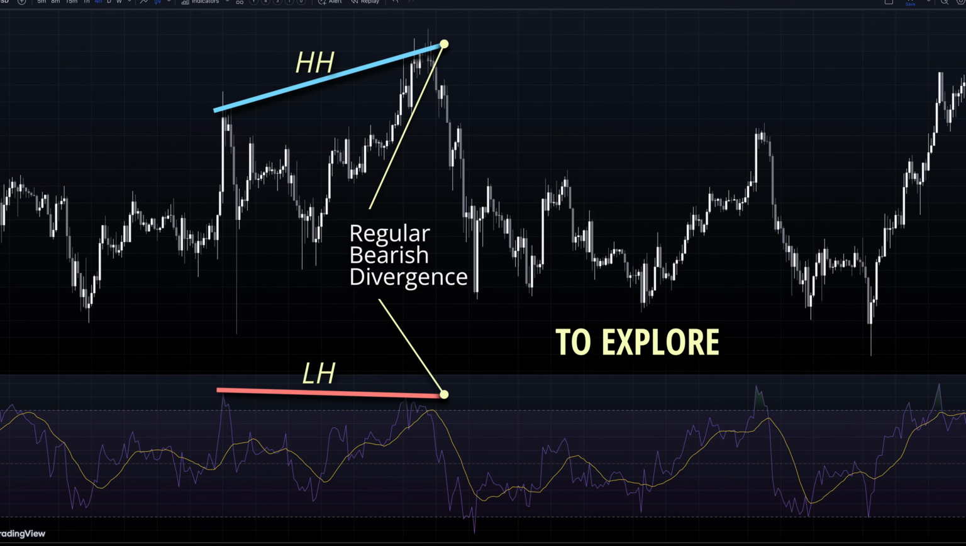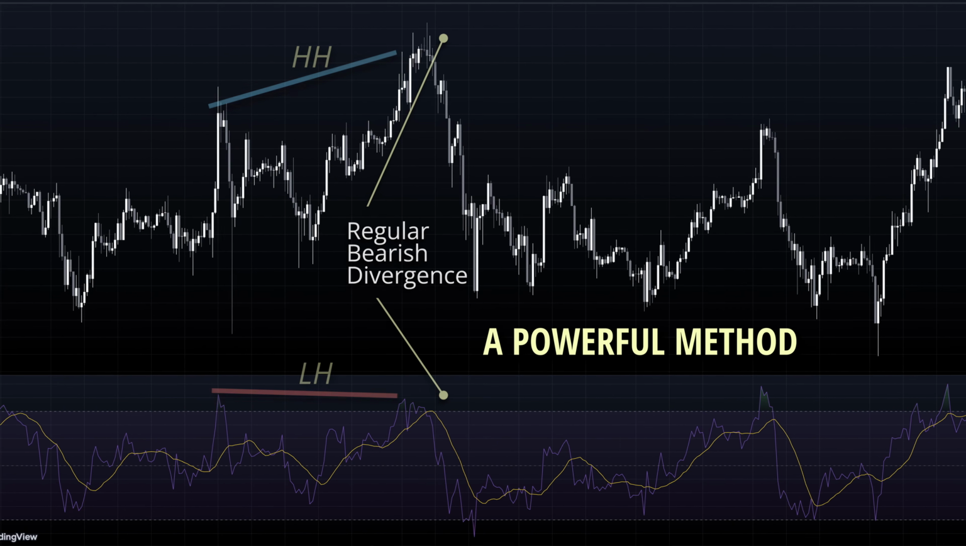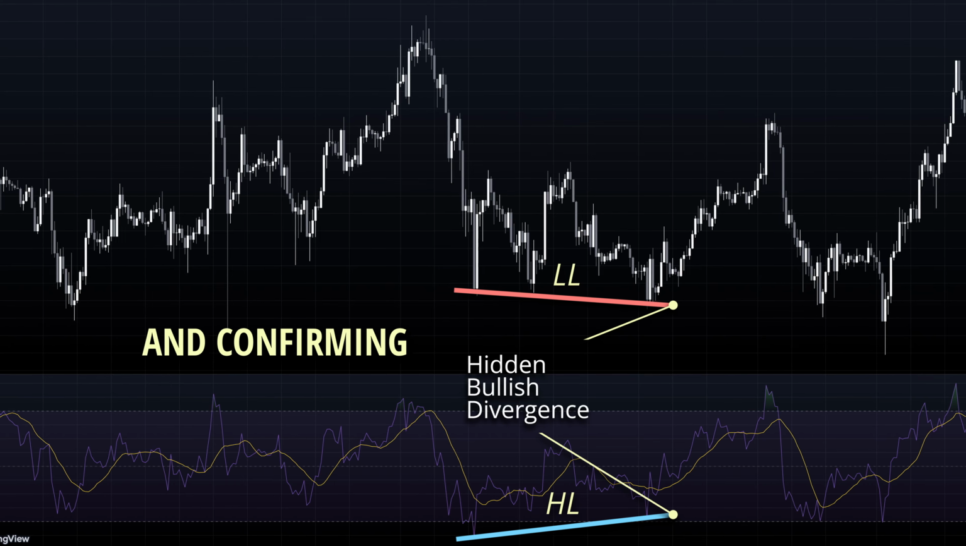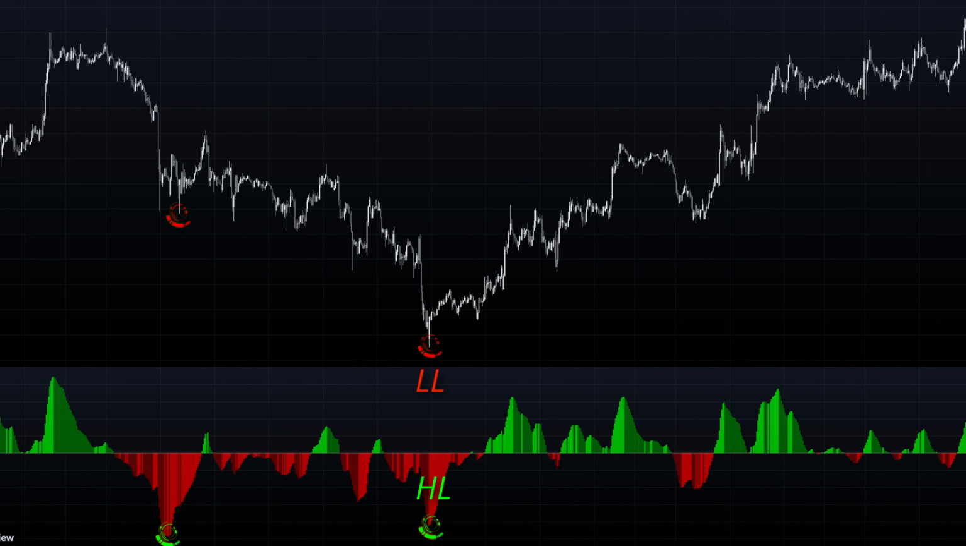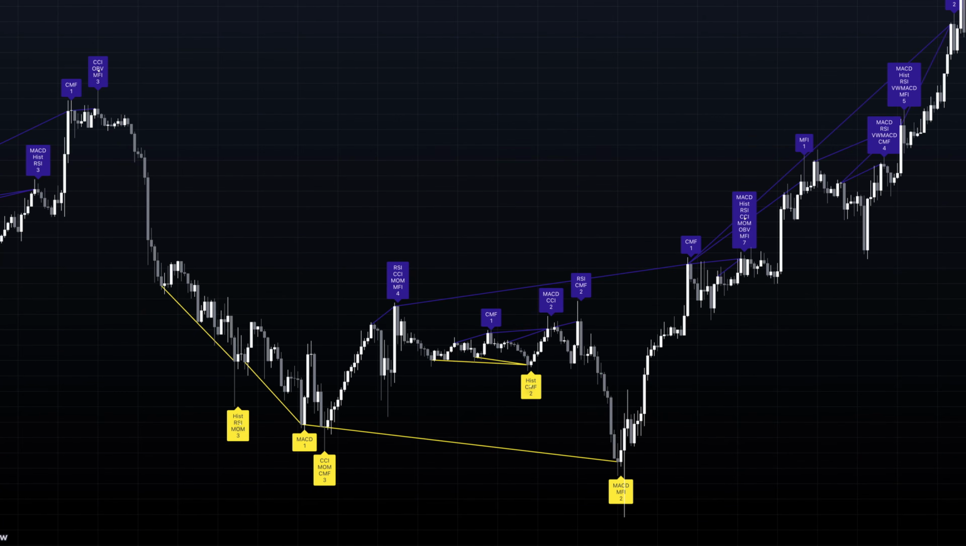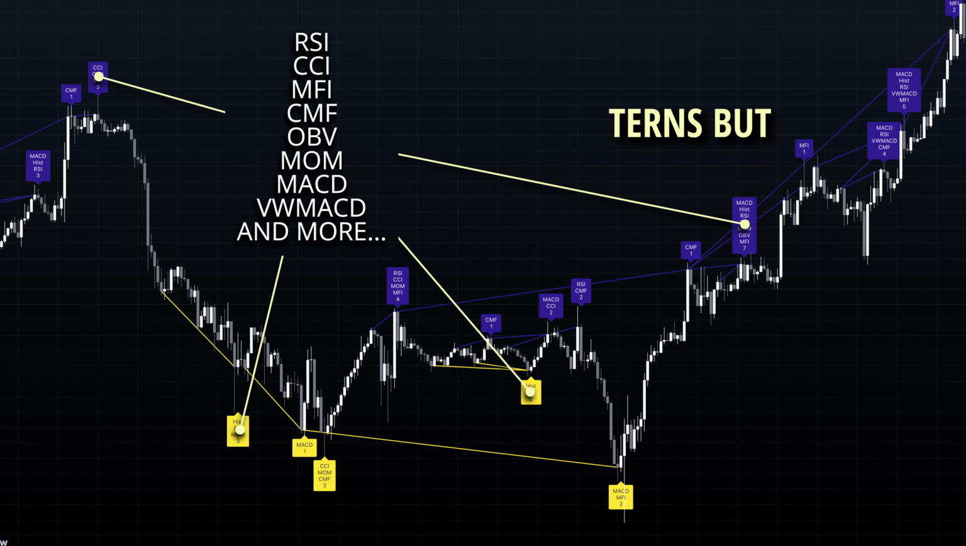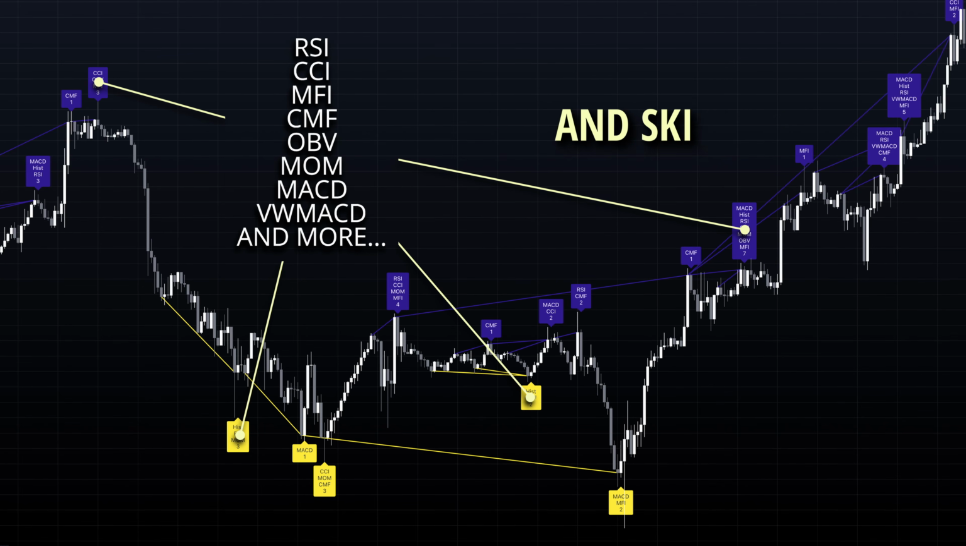Today, we're going to explore divergence trading, a powerful method for spotting market reversals and confirming trends. This guide will take you through everything you need to know about regular and hidden divergences. By the end, you'll not only understand how to recognize these patterns, but also how to trade them with confidence and skill.